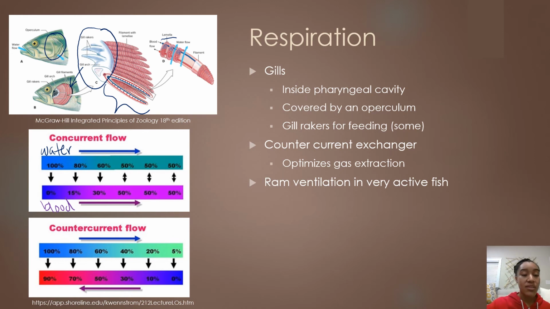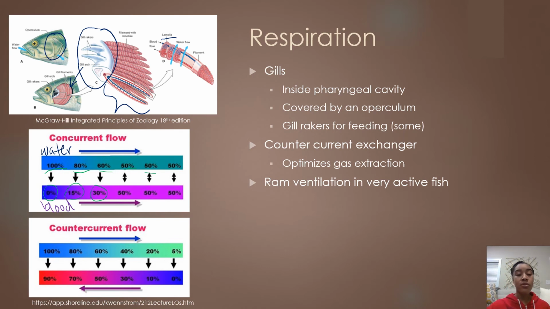So we're looking at this graph here. If there's 100% saturation of water in the water column, and there's 0% oxygen saturation in the blood, then oxygen is going to naturally diffuse from the water into the blood. And that'll continue to happen as the water continues to flow past the gills, because as we're getting more oxygen in our blood, we still have lower concentrations of oxygen in the blood compared to the water column.